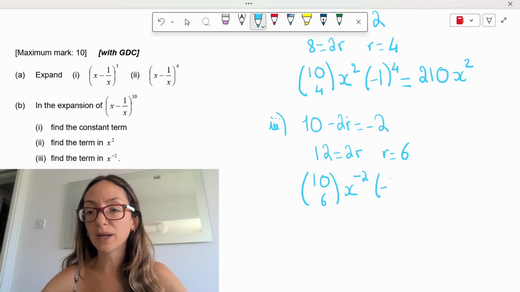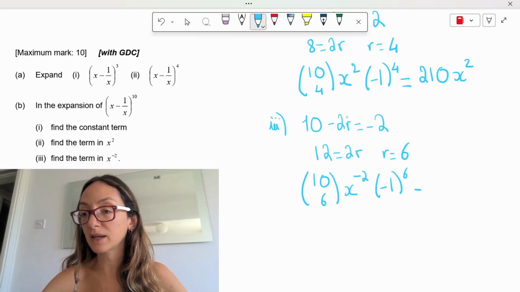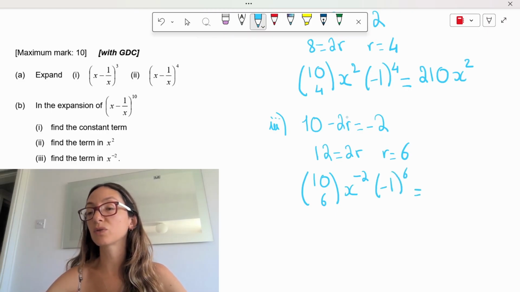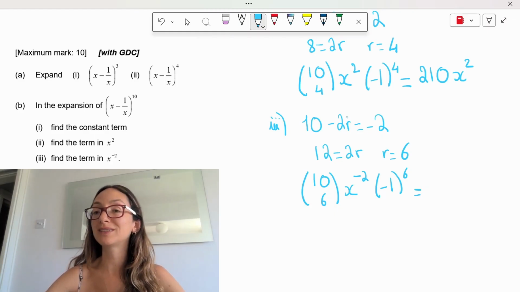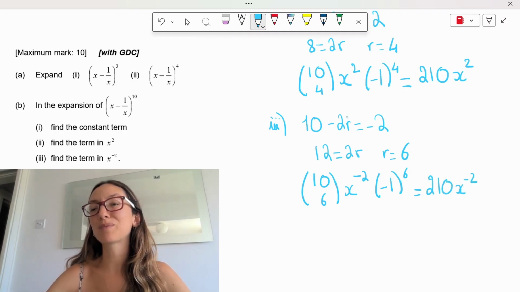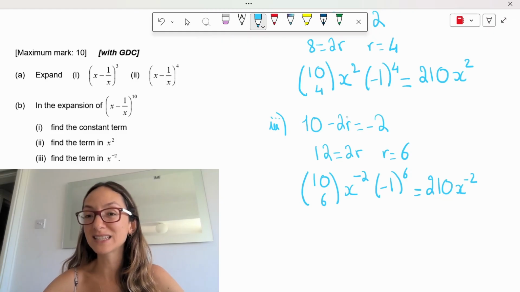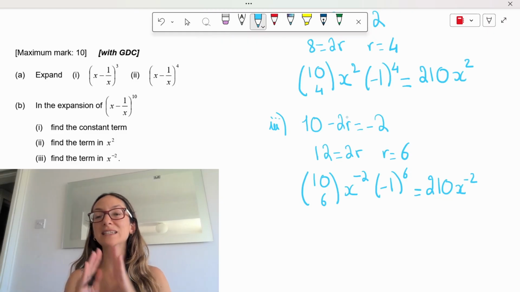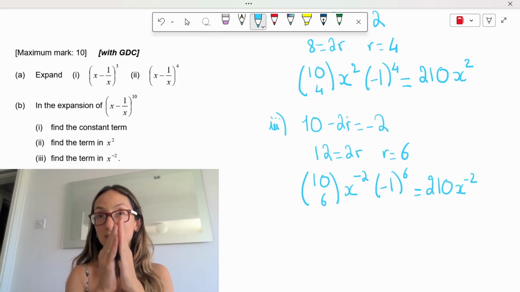And then we have minus 1 to the power of 6. Again, this is an even power, and so minus 1 to the power of 6 will just be 1. Now grab your calculator and compute 10C6. You will find that it's also equal to 210, and that has to do with the symmetry of Pascal's triangle. So 10C6 and 10C4 are exactly symmetric about the center, which is 10C5.